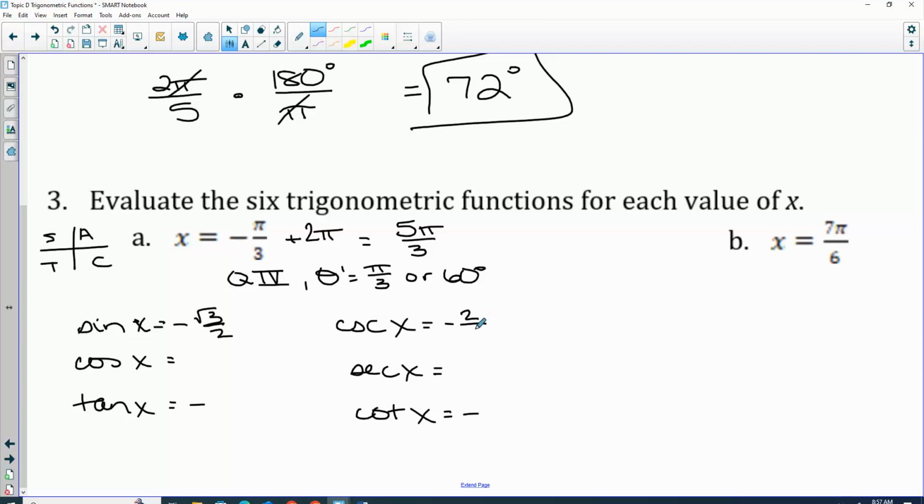Cosecant, you just flip it, so 2 over radical 3, but we know we can't leave the radical on the bottom, so negative 2 radical 3 over 2. Cosine, looking at our hand trick, it's a square root of the bottom over 2, so radical 1 over 2 is 1/2, which means secant, the reciprocal, is 2. Tangent, square root of the top over square root of the bottom, radical 3 over radical 1 is radical 3. So cotangent, the reciprocal, 1 over radical 3 or radical 3 over 3.